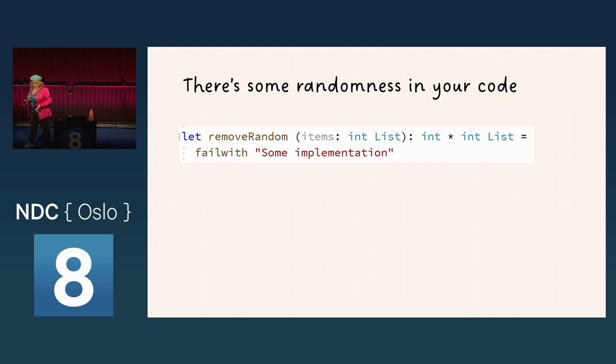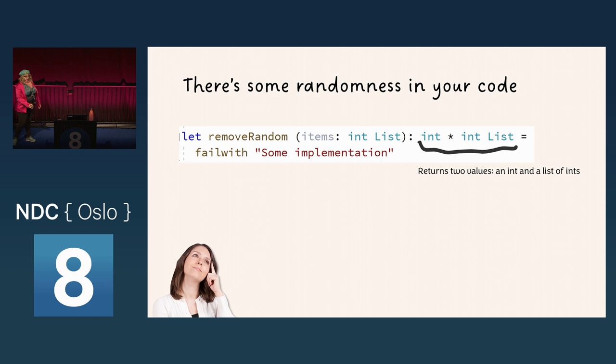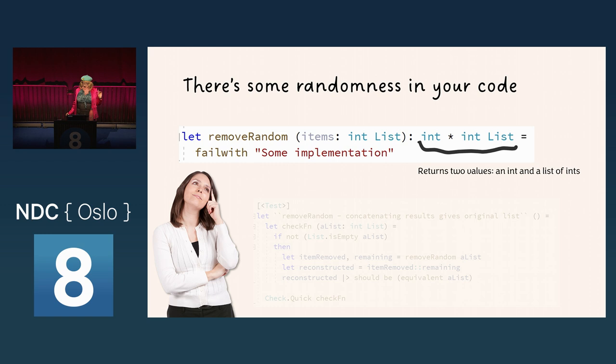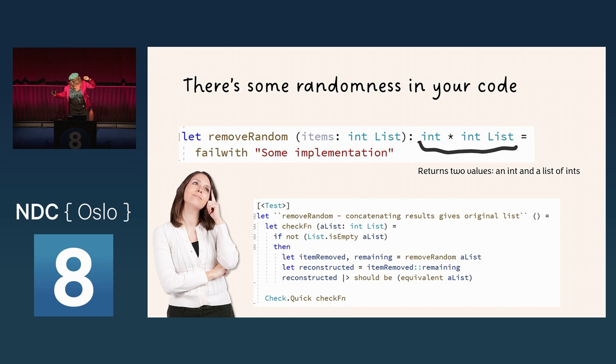So say I've got this implementation, remove random. It takes a list of integers and returns two values: a single integer, which is our removed value, and the list of remaining items. We can write a property-based test for this based on the property that if I take that single removed element and the rest of the list, the remaining elements, and smash them together, I get the original list. This should work regardless of which element is randomly chosen.